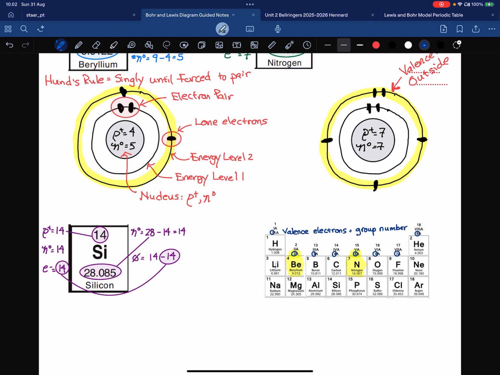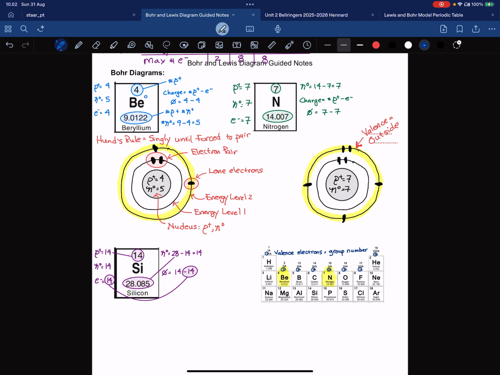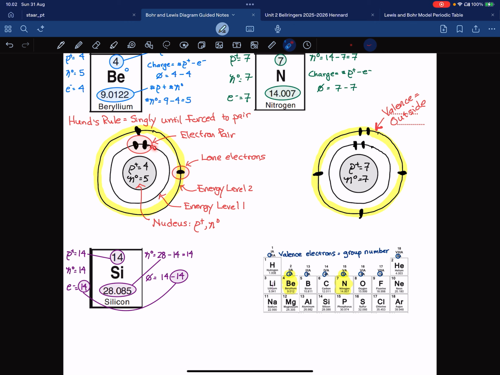Now, there is another pattern here that we can look at before we get to silicon and we pull the whole thing together. Notice that there are 1, 2 energy levels here and 1, 2 energy levels here. And notice that both of these elements are in period number 2. So, your period number is the number of energy levels.